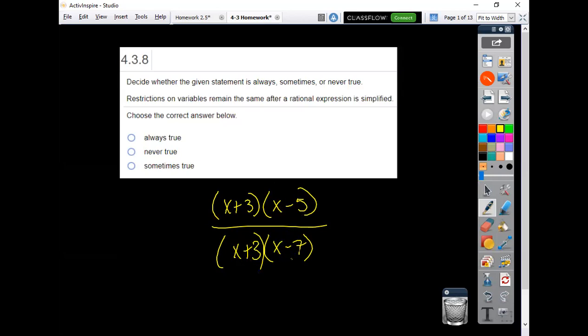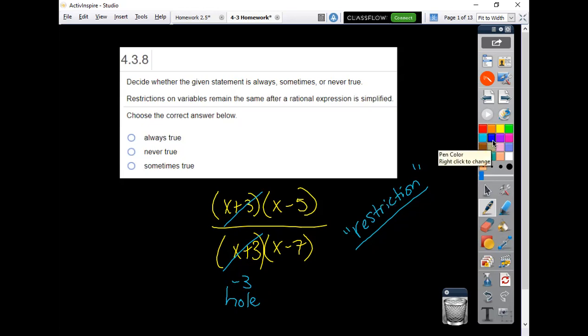And when you simplify it, those cancel. The restriction is still technically the same. If the question asked whether the graph is the same, then it would be different, because this negative 3 is actually a hole in the graph, like we saw in a couple of those problems that we've done. So I think in this case, when it says the restrictions are still the same.